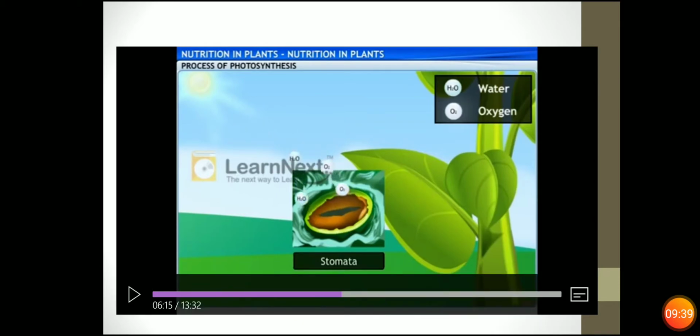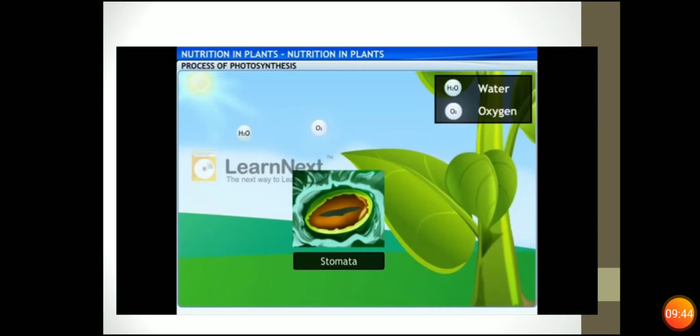Now what happens during the daytime? The food is synthesizing, so water will get accumulated in the guard cells of the stomata and they will become turgid. So what will happen then? They will open. So the stomata will open. When the stomata open, oxygen and water will evaporate. Oxygen will move out to the atmosphere and water will evaporate from there. Now, this evaporation is known as transpiration, that is, removal of water from the surface of leaves is known as transpiration.